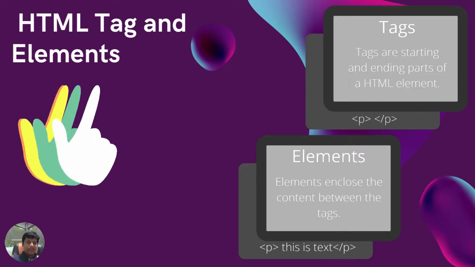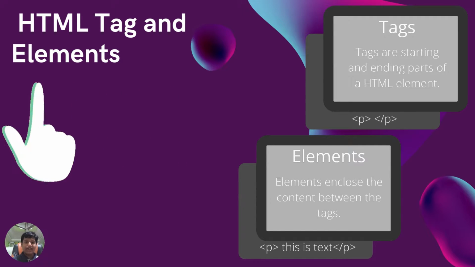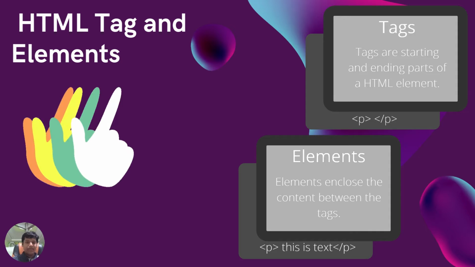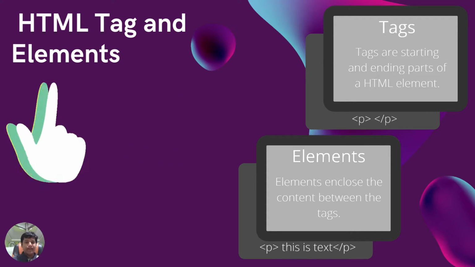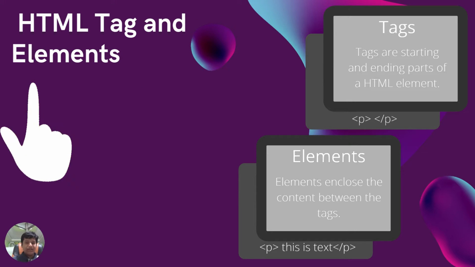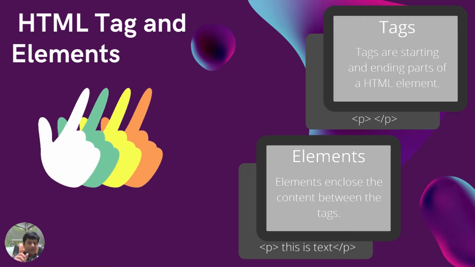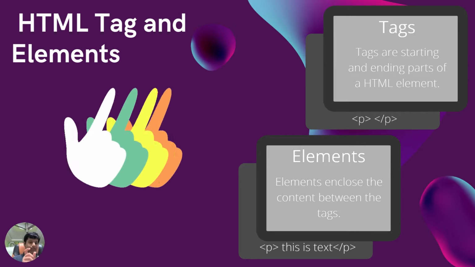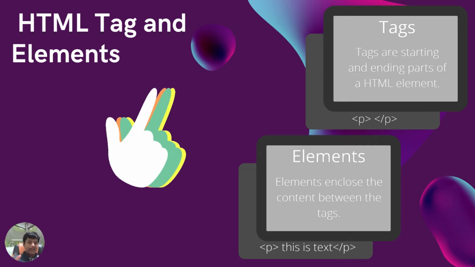So now we are going to see HTML tags and elements. Tags are the starting and ending parts of an HTML element. So the p tag is the tag, and elements enclose the content between the tags. Between the opening p tag and closing p tag, we have text. That text is the element.